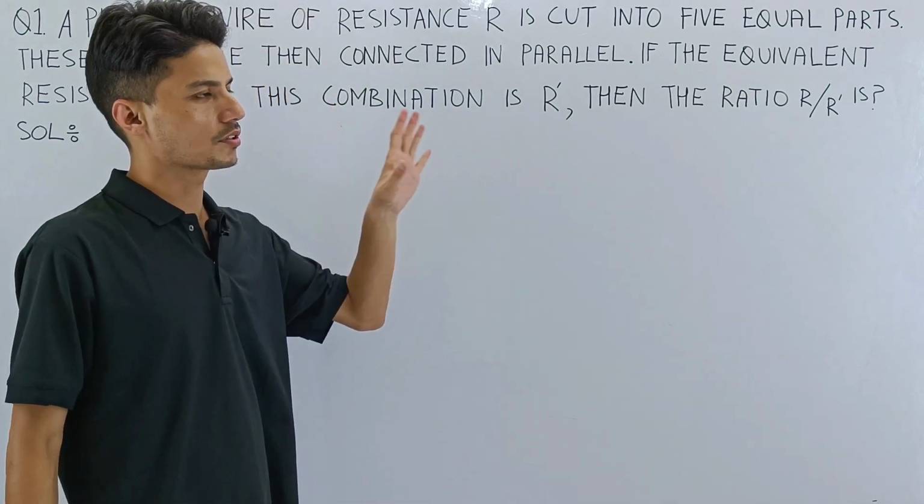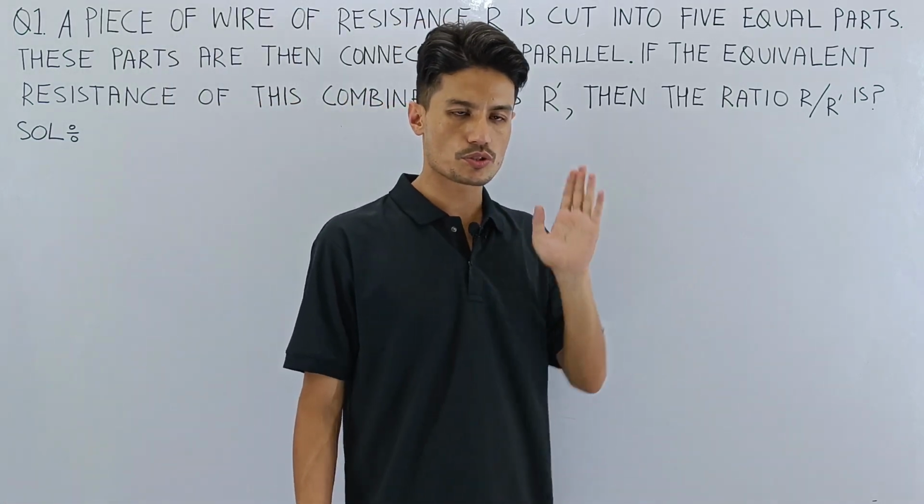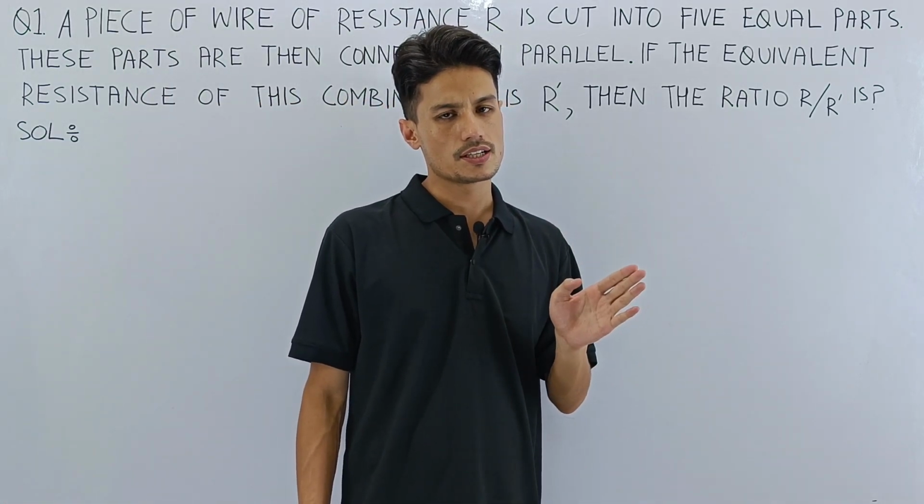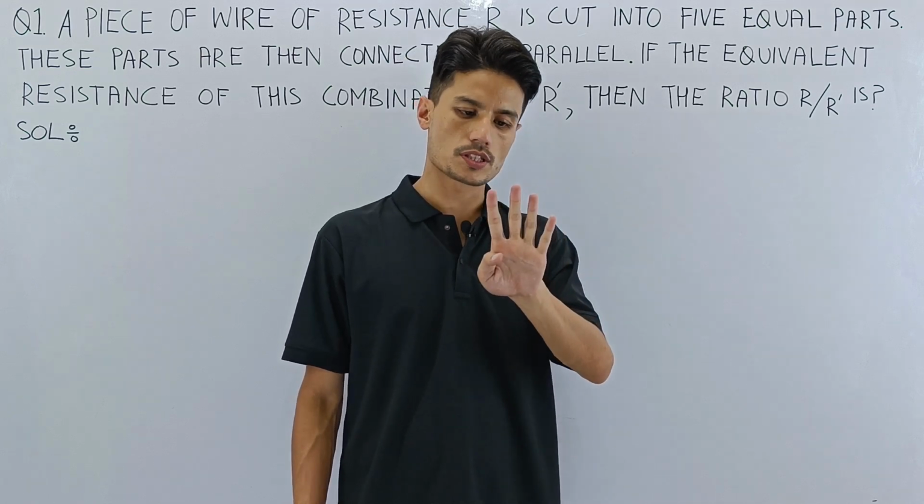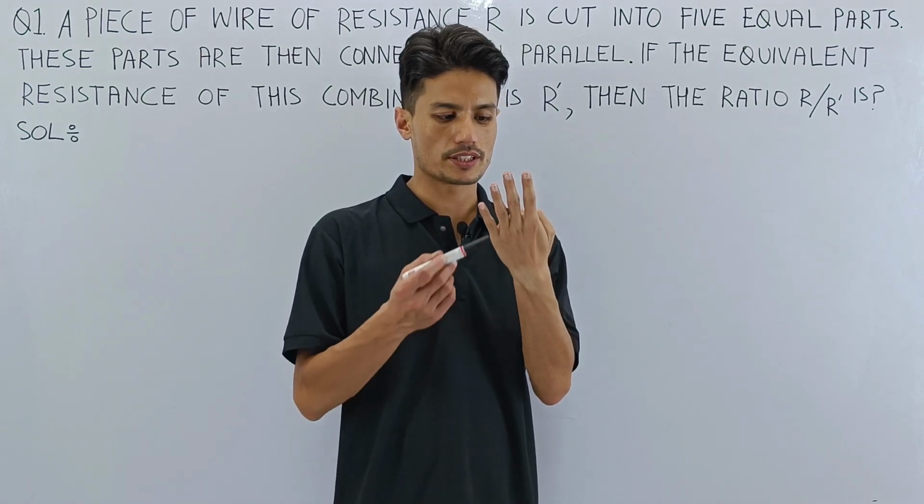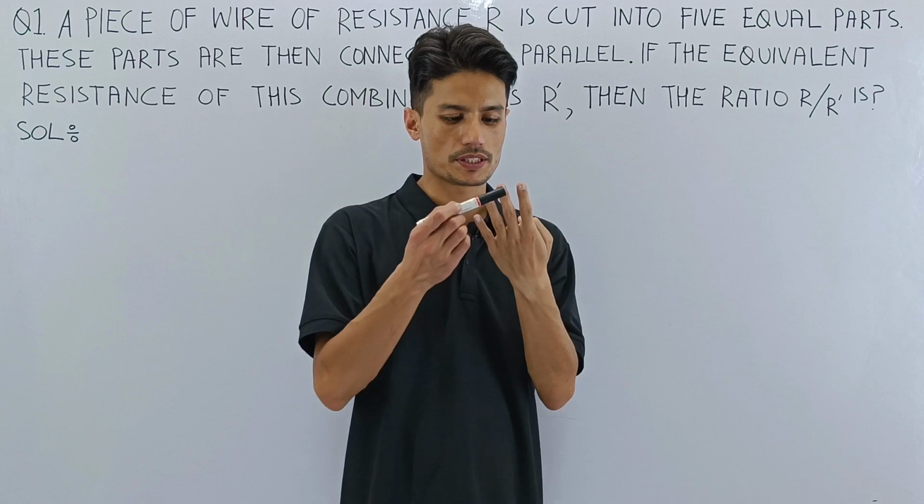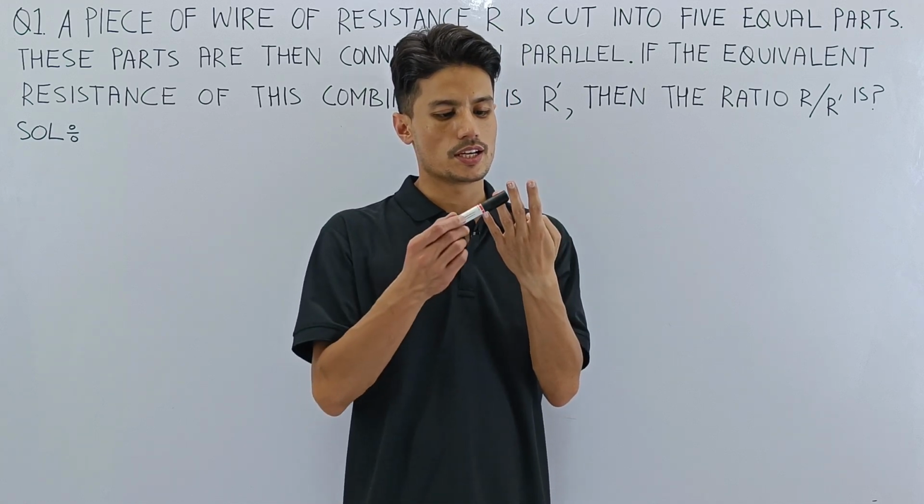Okay, this is from your exercise. This is the first question, question number 1, which is an MCQ. There are 4 options given to you, but without knowing the answer you cannot pick the correct one, isn't it? So we have to solve.